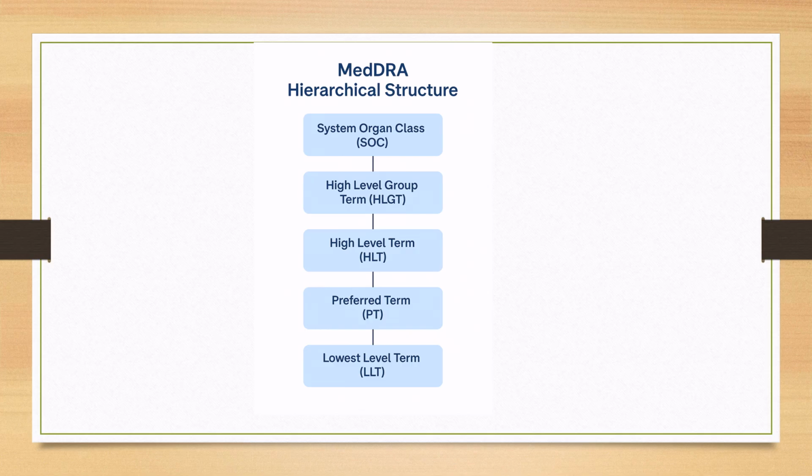Each level helps in organizing medical terms from the very specific to the very broad, enabling flexible data analysis. Let's go through each level one by one. The first level is the lowest level term. We are going from down to up. The lowest level term is the most specific level, also known as LLTs. These include synonyms, lexical variants, and common misspellings. Each LLT is linked to only one preferred term, which is also known as PT.